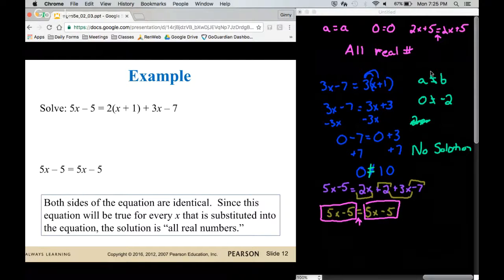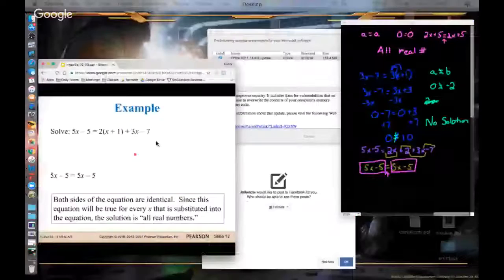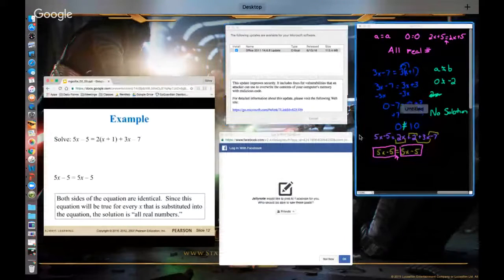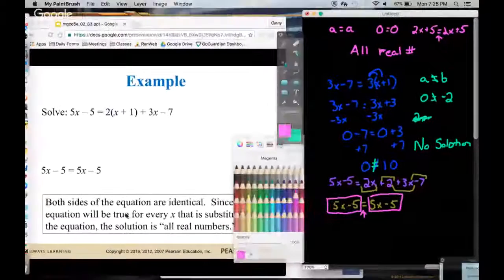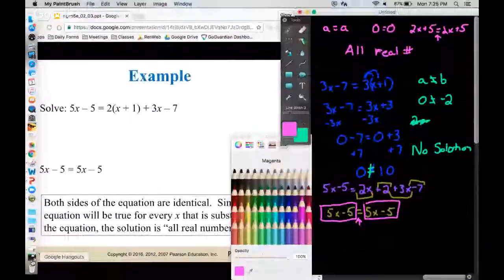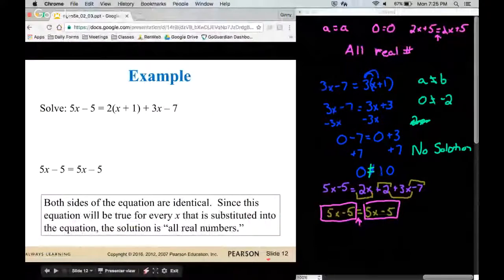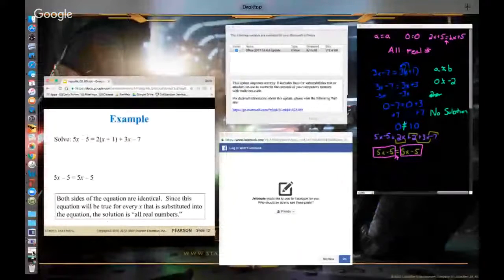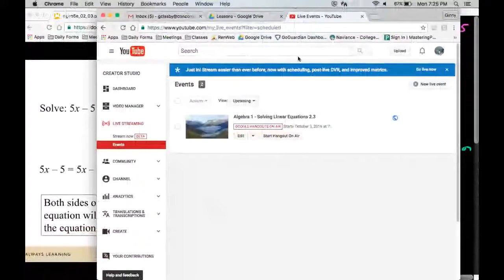You can't do that with no solution. You have to solve it through until you get to the end where you have something like 0 equals 10. You know 0 does not equal 10, so your answer to that equation is going to be no solution. So that's all you really need to worry about with this. And from there, you should be all set to do the homework for tonight.